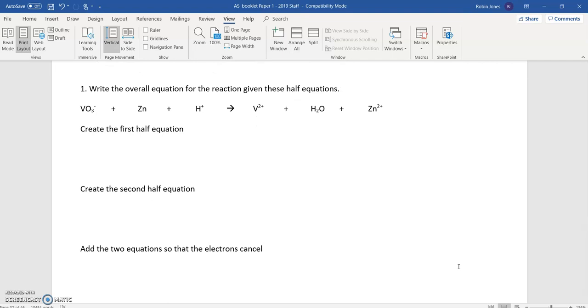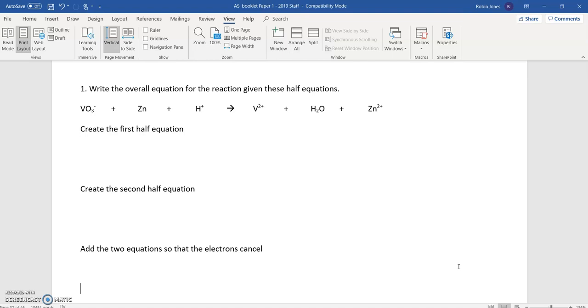You need to write the overall equation to balance VO3 minus, Zn and H plus going to V2 plus, H2O and Zn2 plus. I'll give you a clue. VO3 minus, what can it go into? Well, it can only make V2 plus. Where are the O's going to go? They've got to make some water. When I make some water, where are the H's going to come from? H plus. So I'm going to have VO3 minus, H plus going to V2 plus and H2O.